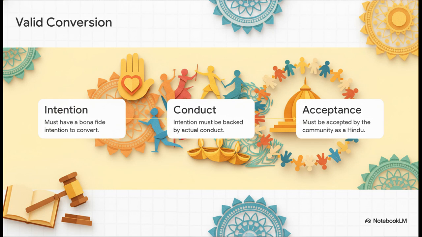The court laid out 3 crucial, actionable steps for valid conversion to Hinduism. First, there must be a bona fide or genuine intention to convert. Second, this intention must be backed up by real-world conduct. And third, and perhaps most importantly, there must be acceptance by the community as a Hindu. It's not just a personal declaration you make in your living room. It requires a societal embrace.